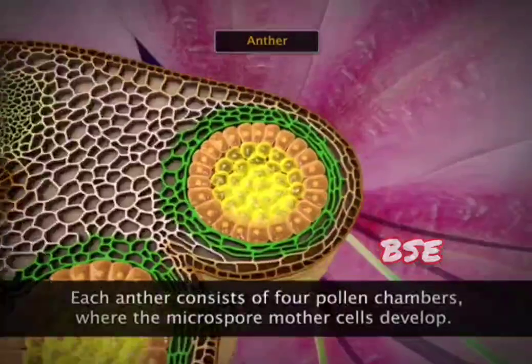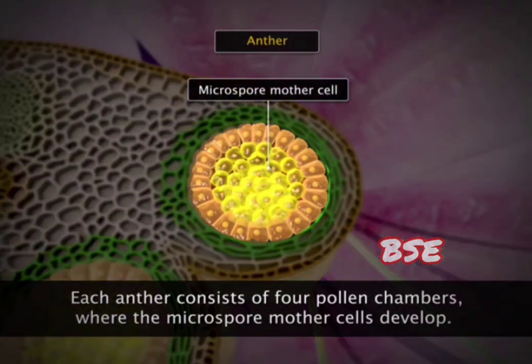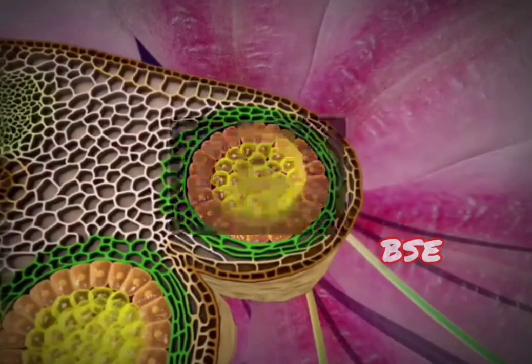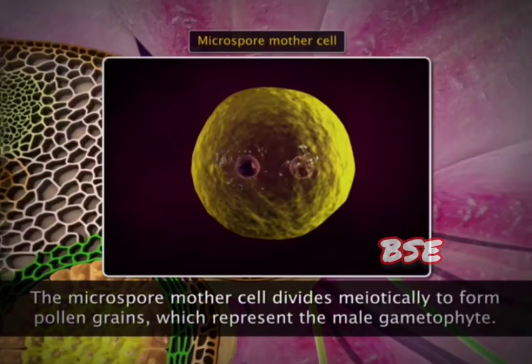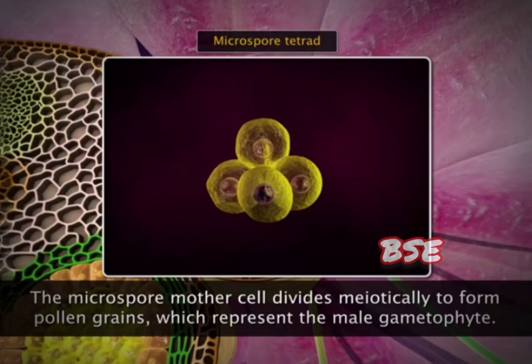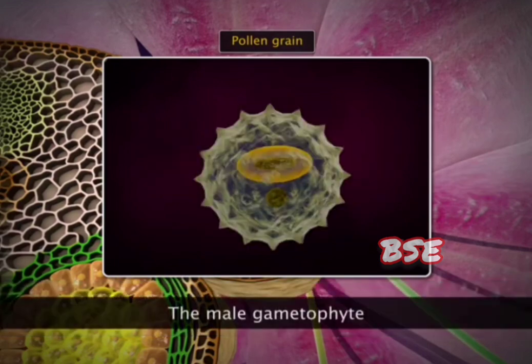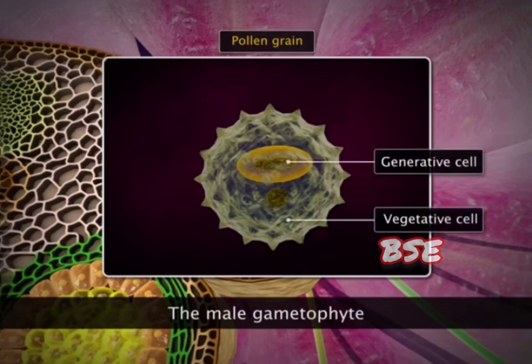The pollen chambers consist of the sporogenous tissue, which divides to form the microspore mother cell. As the anther develops, the microspore mother cell divides meiotically to form the microspore tetrad. The microspores separate out to form mature pollen grains, which represent the male gametophyte. A mature pollen grain consists of 2 cells, the vegetative cell and the generative cell.